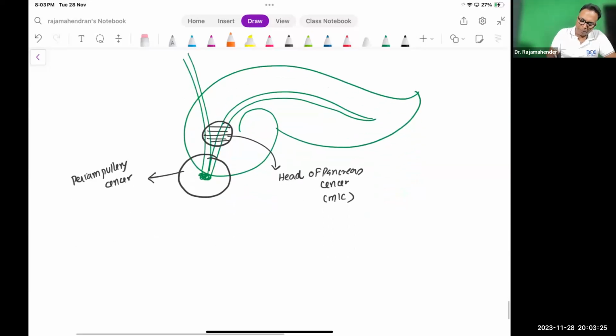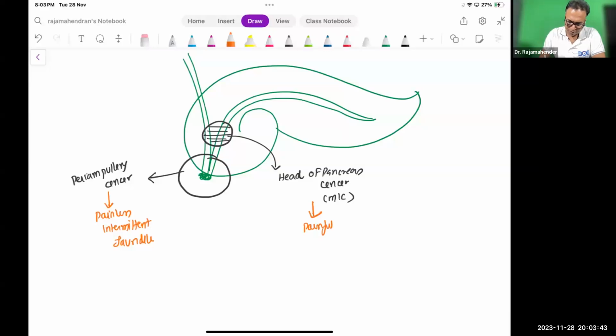I already told you periampullary cancer will have painless intermittent jaundice. Head of pancreas cancer will have what finding? Head of pancreas cancer will have painful jaundice, which is progressive jaundice, progressive painful jaundice. Very important. So please remember, these are the two cancers which can cause jaundice. One is progressive painful jaundice, another is painless intermittent jaundice.